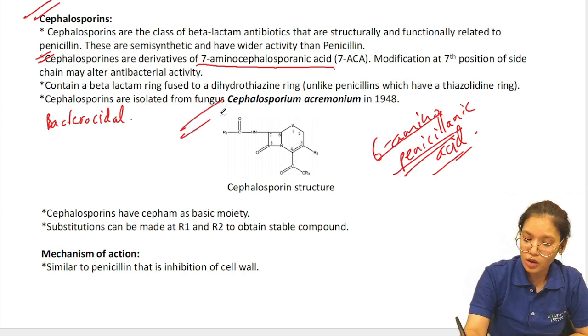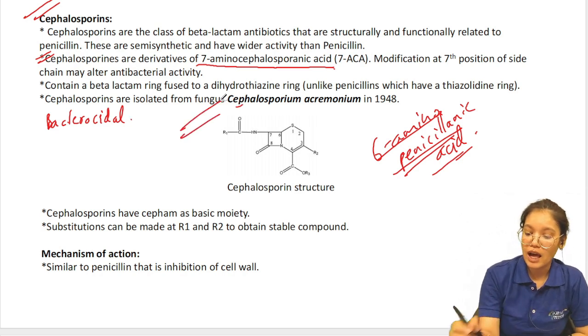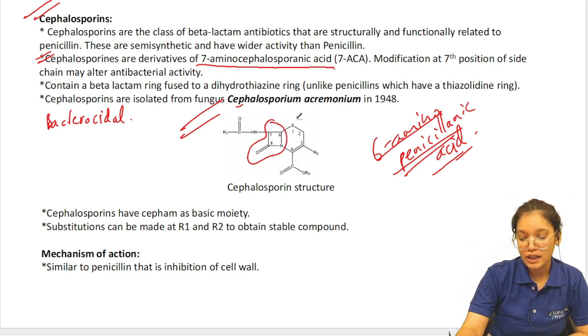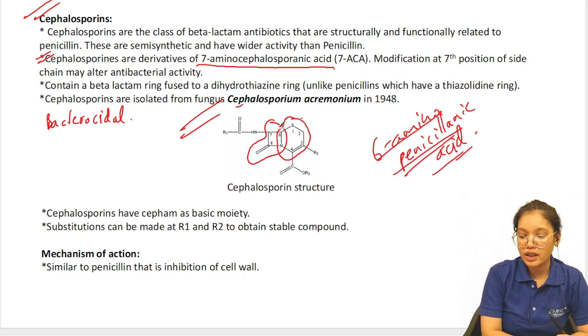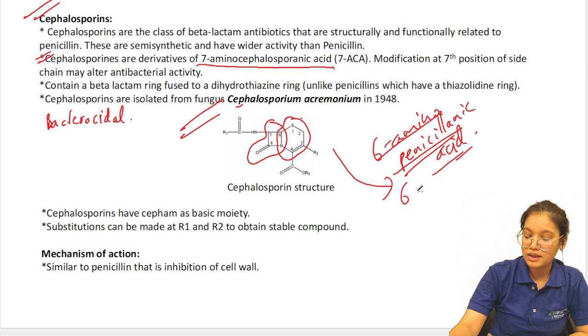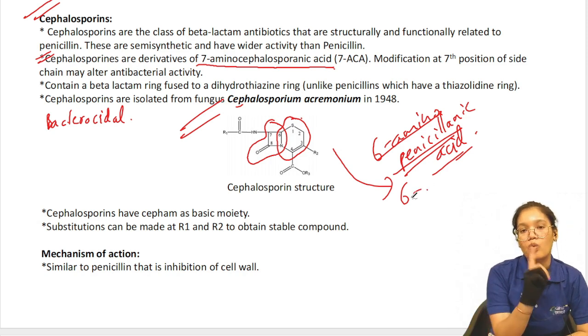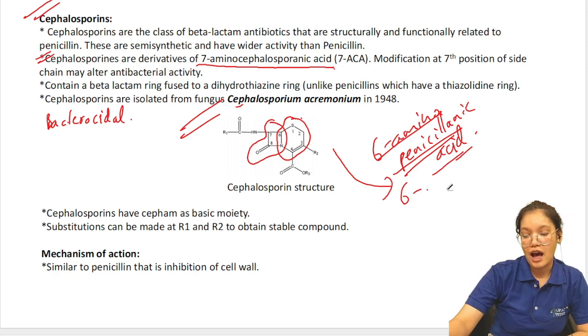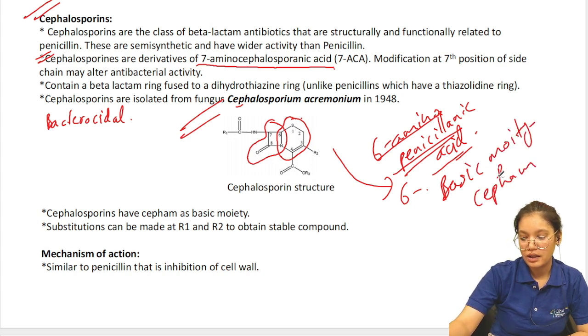Now talking about its structure, it has a beta-lactam ring that is fused with the six-membered ring dihydrothiazine. What is this dihydrothiazine? It is a 6-membered ring in which one carbon is replaced by sulfur and another carbon is replaced by nitrogen. So, dihydrothiazine.